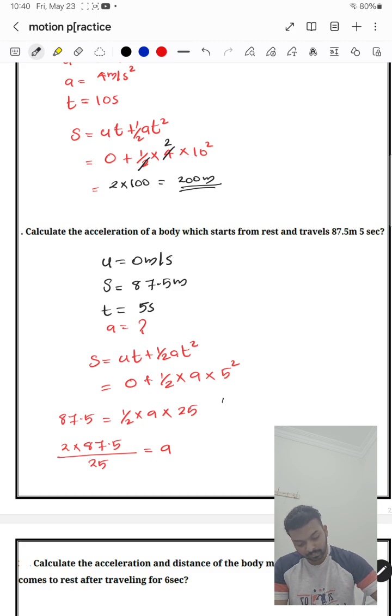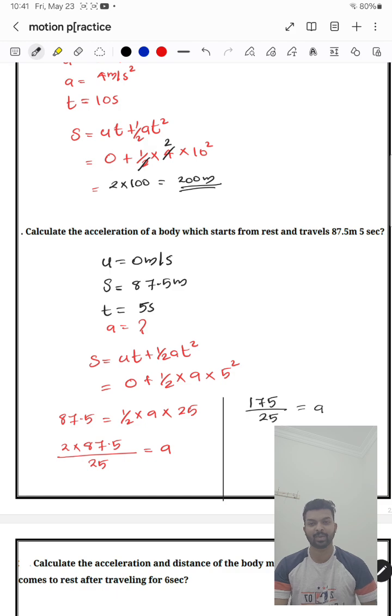So let's see what's happening here. It will be 2 into 87.5. How much will it be? 2 into 87.5. 80 plus 80 is 160, right? And 7.5 plus 7.5 will be 15. So it will be 175. 175 divided by 25 is equal to a, isn't it? 175 divided by 25 will be a.